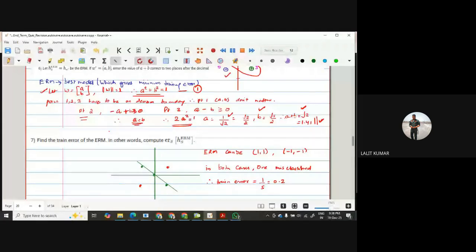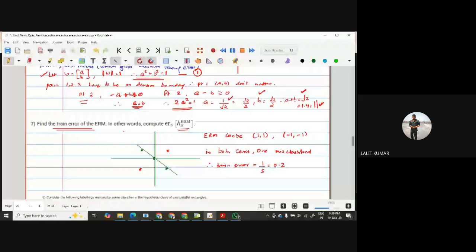So see, now we have selected, compute the ERM. The ERM hypothesis can be either (1, 1) or (-1, 1), looking at these white points. So either it can be like this or it can be like this. Then only we will get the best results. And in both cases, there will be one misclassification. If we take this, then all these points will be positive and this will be incorrect.